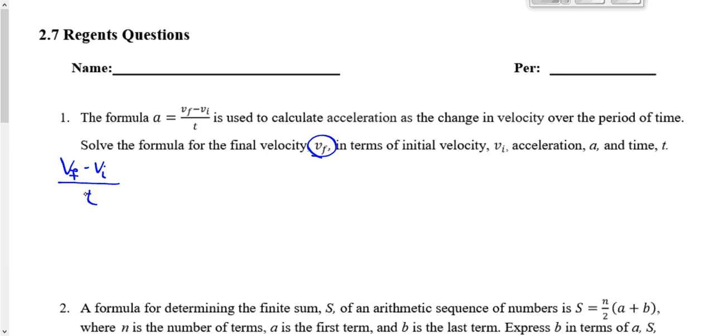All right, so I want to solve this for V sub F. What's the first thing I should do to both sides?